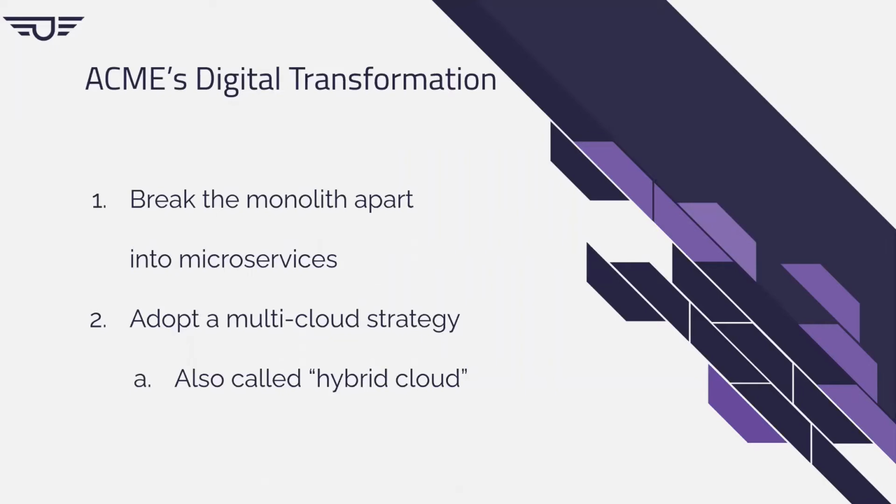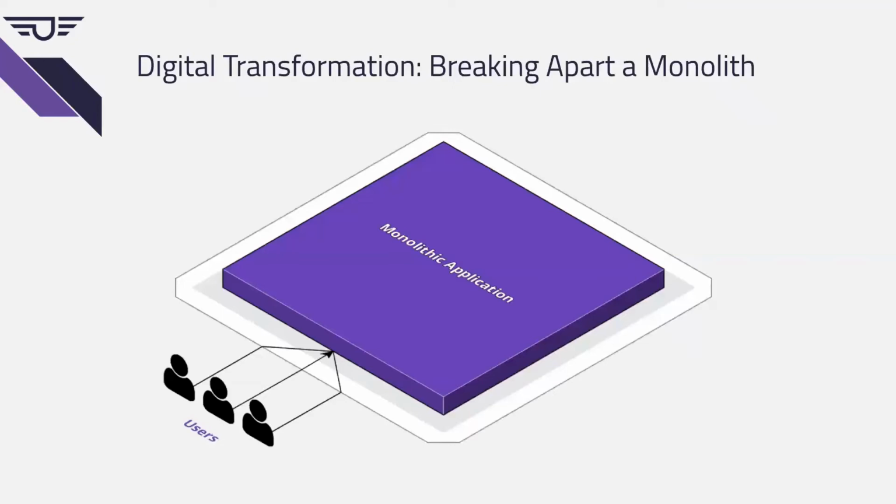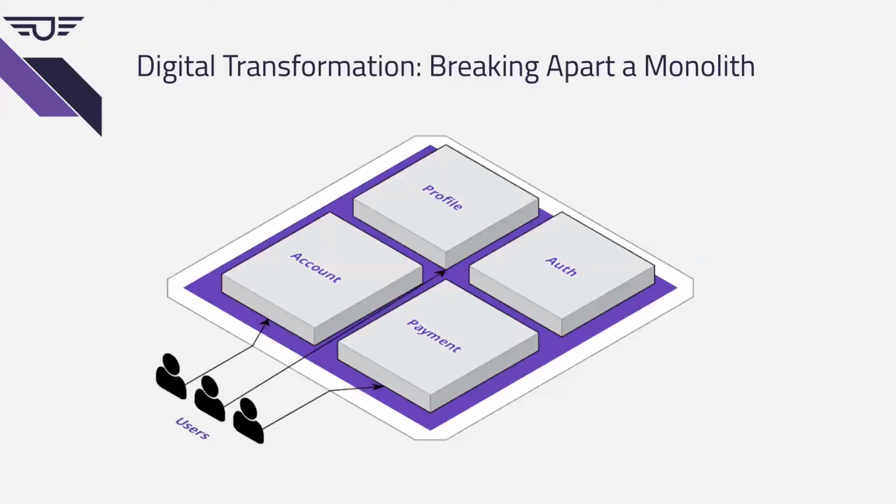Let's take a quick look at the first goal. If we look at their monolithic application in more detail, we can see that they've got some distinct logical services already. In a monolithic application, these could be classes in an object-oriented language, but otherwise they're just portions of the code base with a distinct responsibility. And all this is hosted on that bare metal server that they own.